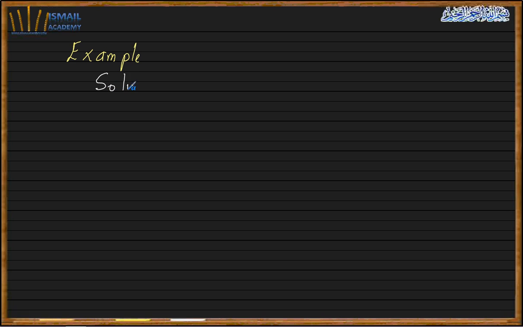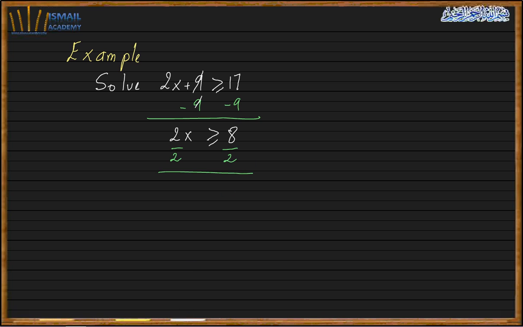So solve 2x plus 9 is greater than or equal to 17. So here we have addition, so I subtract. So when we subtract, it cancels out, and the sign of the inequality stays in the same direction. This is 8, this is 2x. Now we divide both sides by 2. I divide by a positive number, so the sign of the inequality stays in the same direction. So this is 4 and this is x.